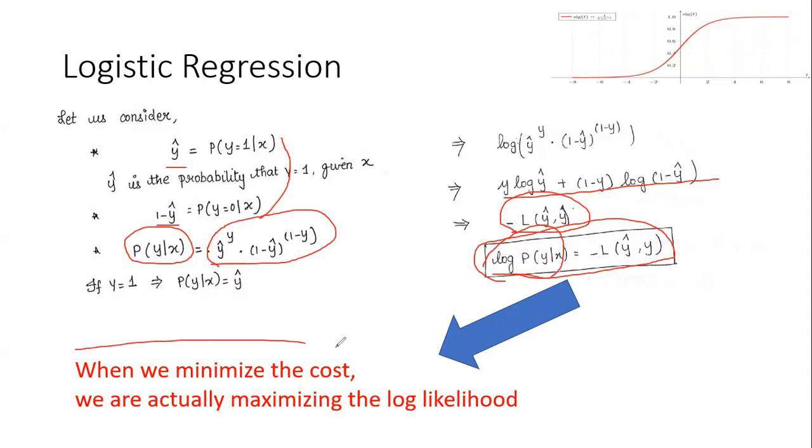So this is written here. Your point was right. When we minimize the cost, we are actually maximizing the log likelihood.